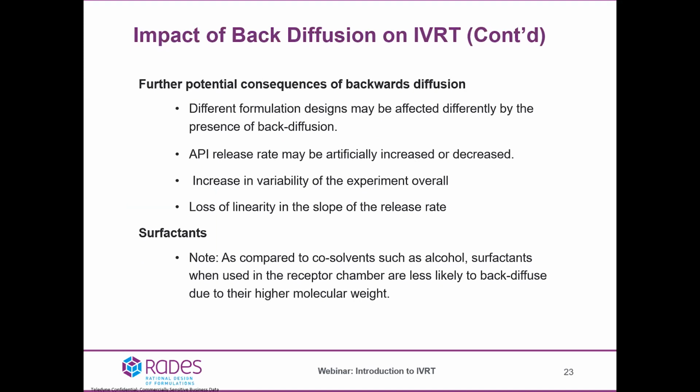Different formulation types may also be affected differently by the back diffusion. For example, a suspended API can be dissolved by the infiltrating alcohol, which can significantly increase the release rate and the variability. Due to the higher molecular weight, back diffusion of surfactants like polysorbate 80 is less likely, but the polysorbate could interfere with the API during HPLC analysis. So, of course, we have to properly balance the pros and cons.